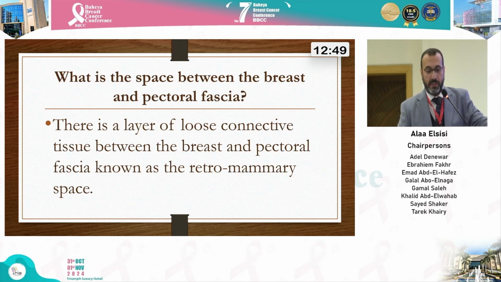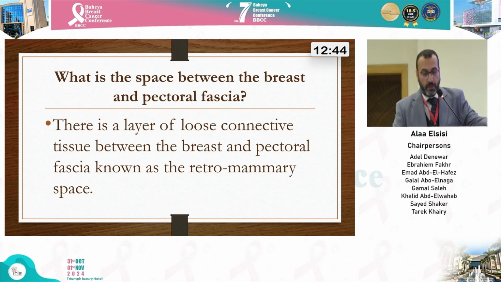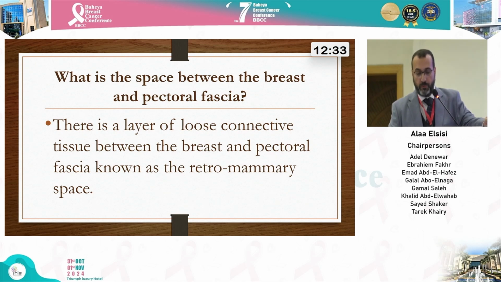What is the space between the breast and the pectoral fascia? There is a layer of loose connective tissue between the breast and the pectoral fascia known as the retromammary space. It is a very, very important space for preservation of the pectoral fascia and complete excision of the breast tissue.